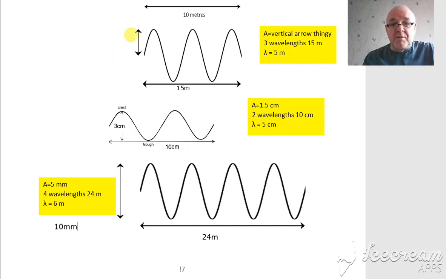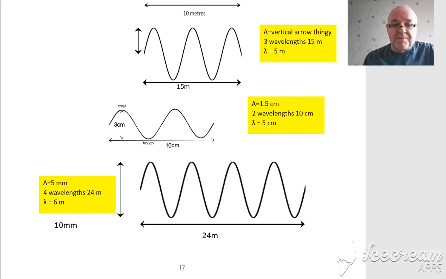I have no idea what the amplitude is because it doesn't say. This one, the amplitude is 1.5. It's not 3 because this is from trough to crest here. The crest is the peak and the trough is the bottom part. So remember, the amplitude is just the distance from the centre out to the crest, so it's 1.5. There's 2 wavelengths in 10 centimetres, so the wavelength is going to be 5.